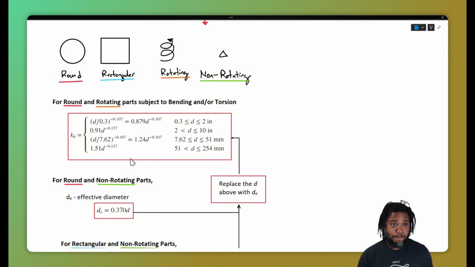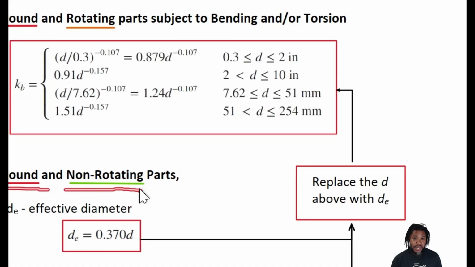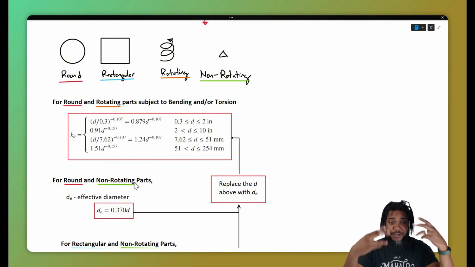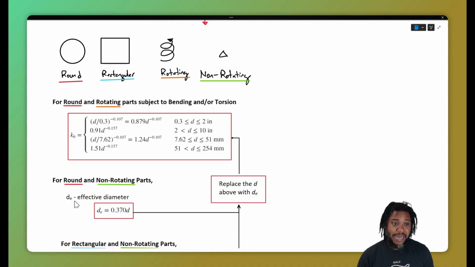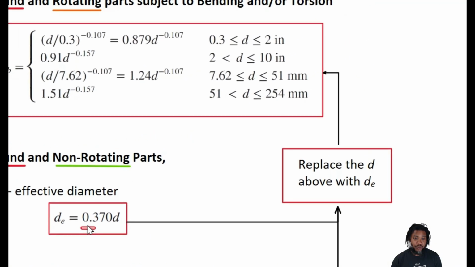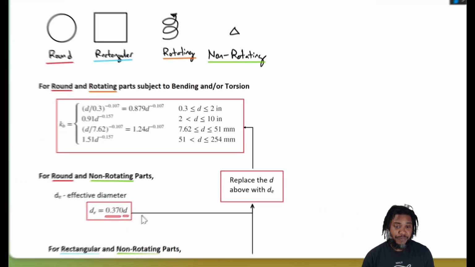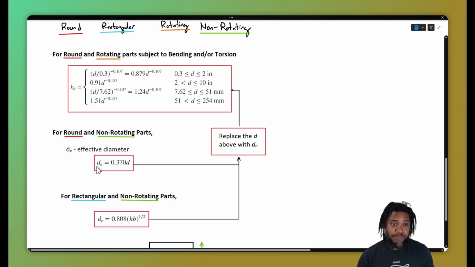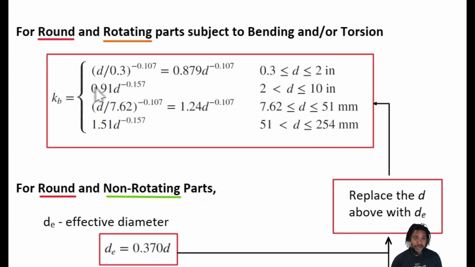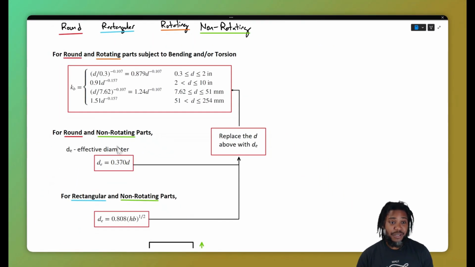Be straightforward. Now let's consider a case where we have a part that is round and non-rotating. So it's round, but it's not rotating. Maybe it's just bending, but it's not spinning around. In that case, we are going to replace the diameter with an effective diameter DE, where DE is equal to 0.37 times the actual diameter. And once we do that, we go ahead and plug that DE into our original set of equations. We find where we are, and we get our KB value using that effective diameter instead of the actual diameter.